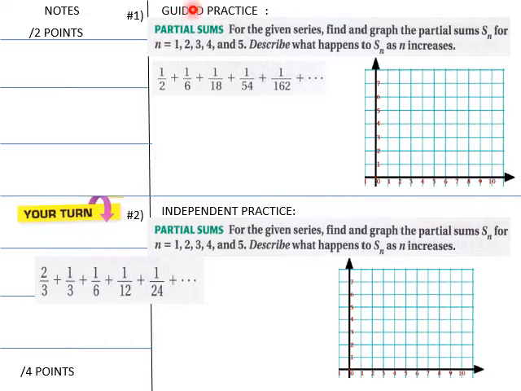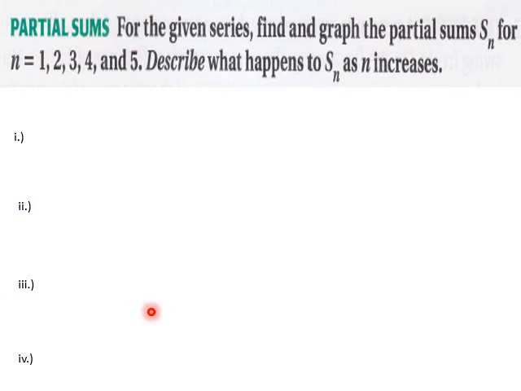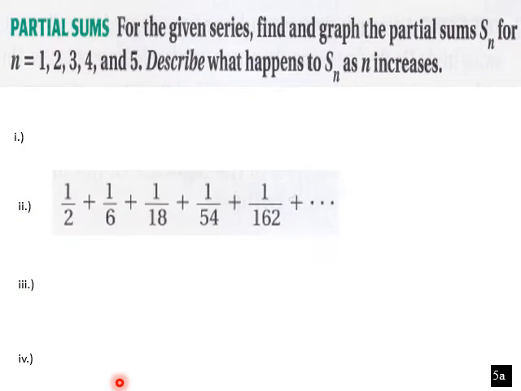Okay, so our first guided practice here, partial sums. For the given series, find and graph the partial sums Sn, n equals 1, 2, 3, 4, 5. Describe what happens to Sn as n increases. Students, this is your series, your independent practice here. Pay attention to yours.